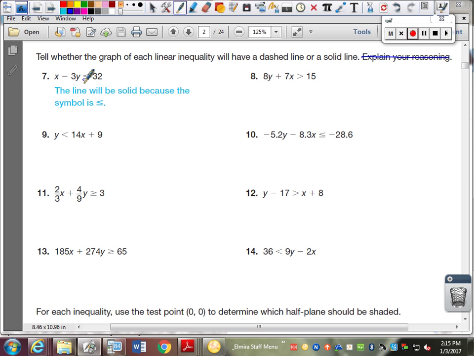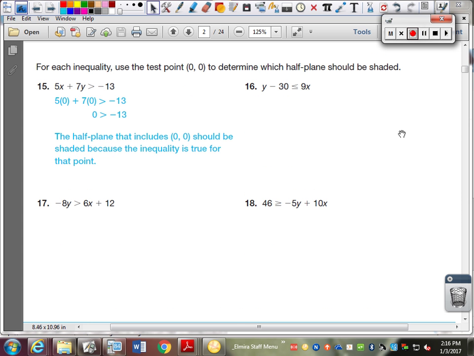So, like the example problem has an equal bar, so it's going to be solid. 8, dashed, because there's no equal bar. Okay, 10, solid, because there's an equal bar. That's literally it, okay? I could make you explain the reasoning, but it's the same every time. Equal bar, no equal bar. That's it.